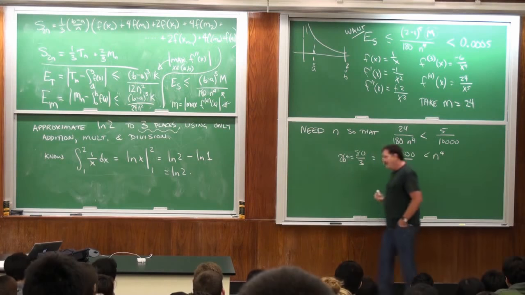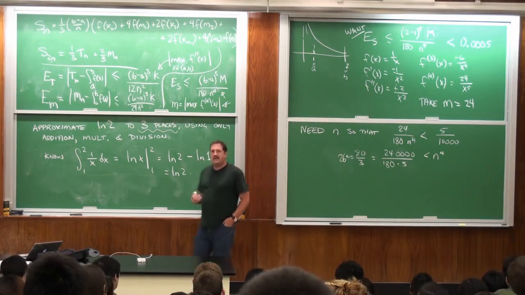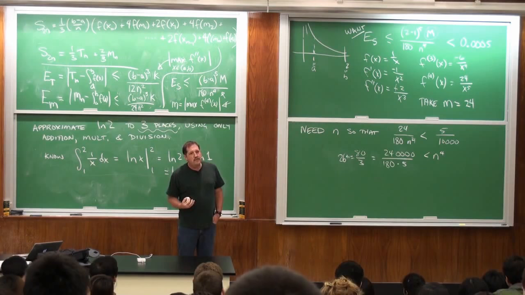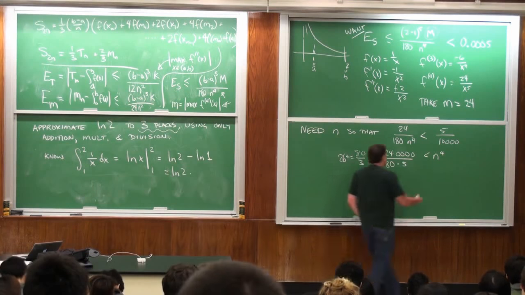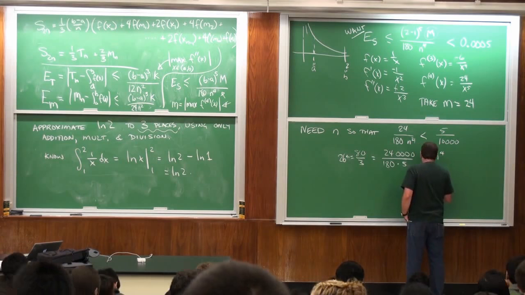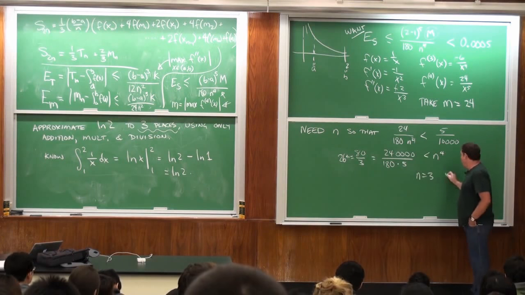Well, let's see. The fourth power of 2 is 16. No, 2 isn't going to work. The fourth power of 3 is 81. 3 works. I'm cool. So here I take n equals 3. Oh, but it needs to be even.